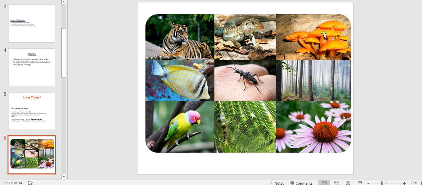The next picture is a mushroom. That's a plant. All plants are living things. This is a fish. It's a living thing, and so on and so forth. We have an insect, we have some trees, we have a bird, we have some branches here, we have some flowers. These are living things.